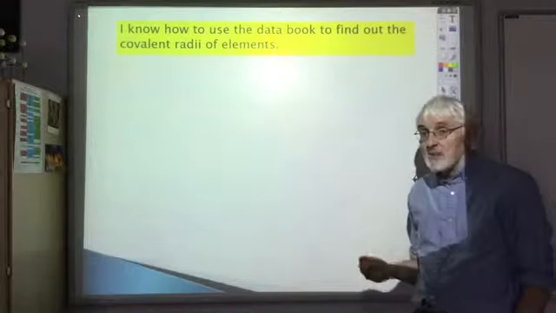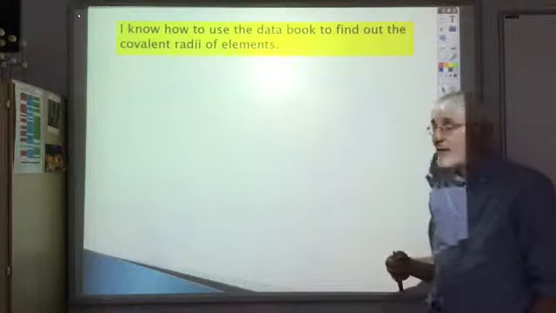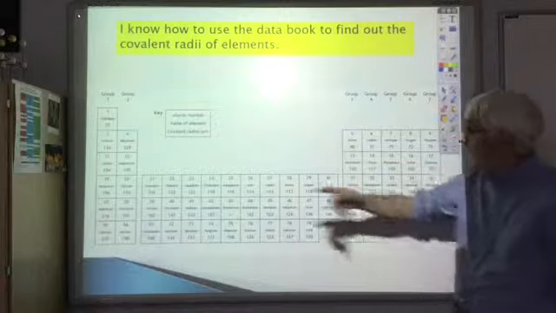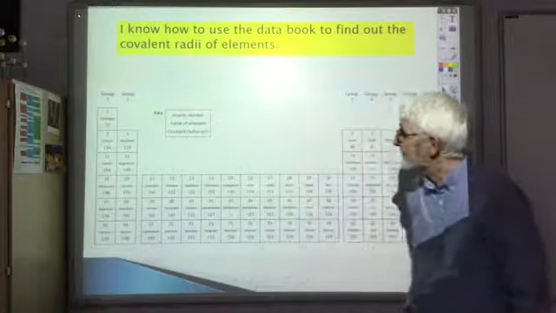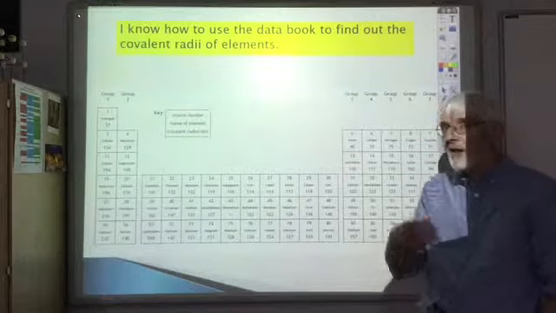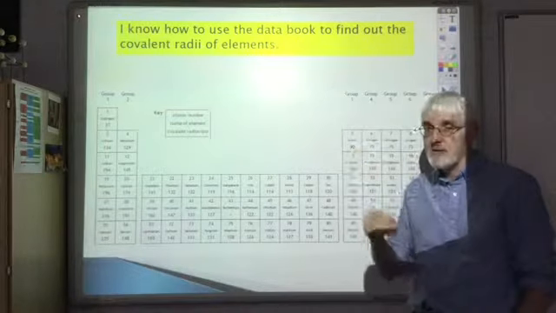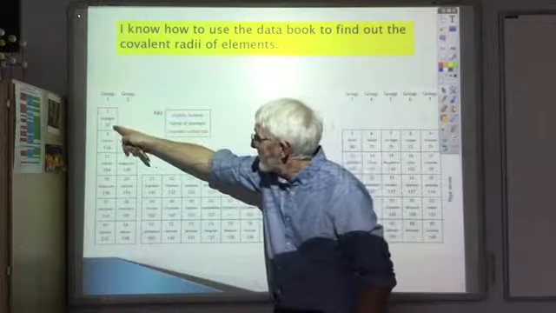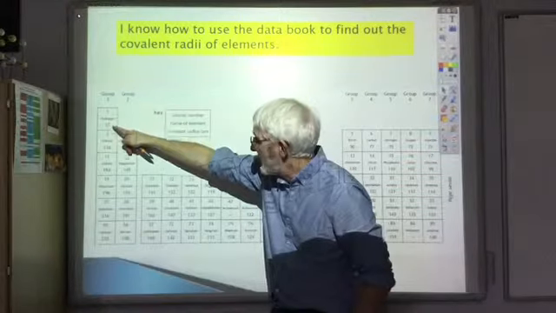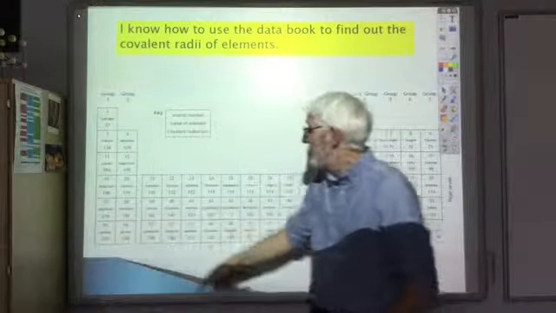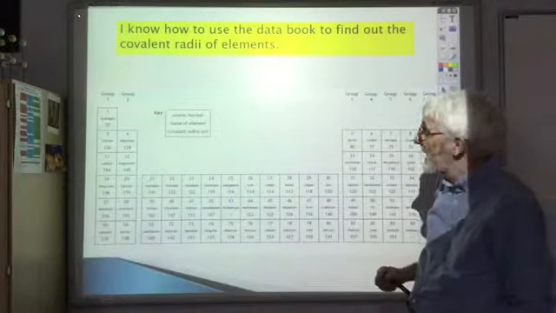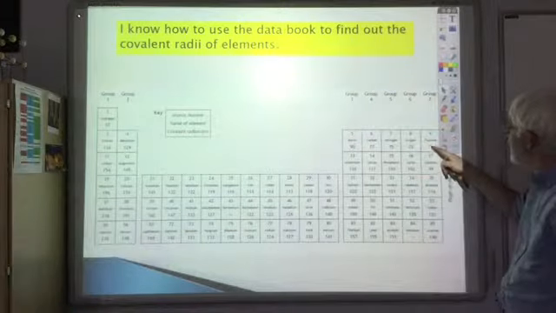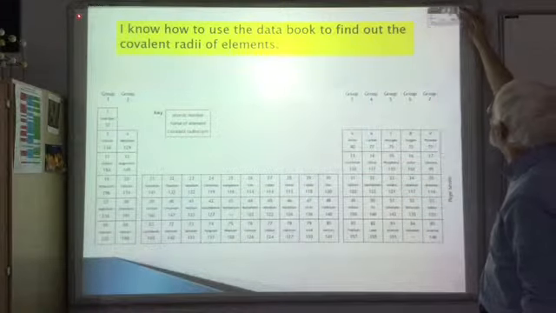You should be able to use your data booklet to find the covalent radius of various elements. You'll find it on page 7 of your data booklet, where you've got the covalent radius. So you don't need to learn the trends across a period and down the group. You just need to look it up in the data booklet. So as you go down the group, we see the covalent radius increasing from 37 to 235. You get a similar thing for all the groups. As you go across a period, it changes from 134 down to 71. So it's decreasing across a period.